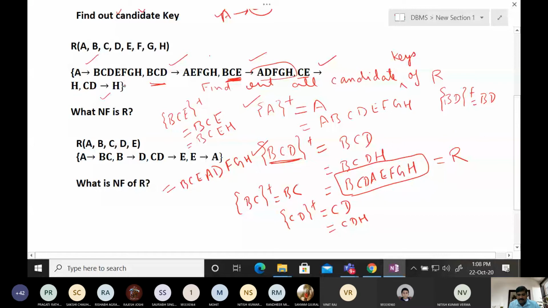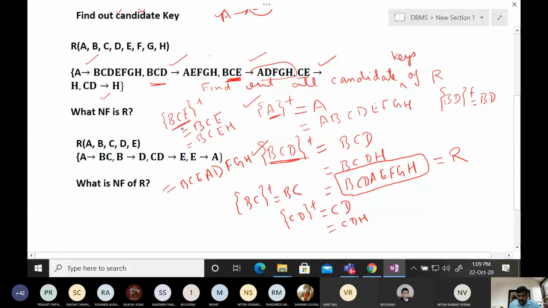Did you get the concept of the algorithm? Vineet Raj. Yes, sir. Now how many candidate keys of R? 3. One is A, another set is BCD and BCE.